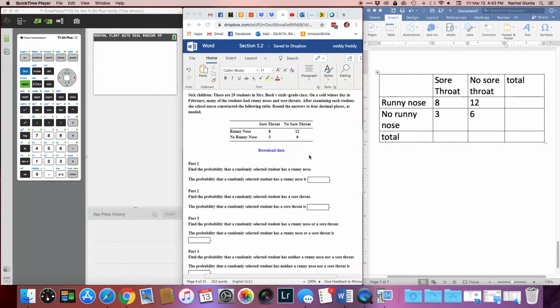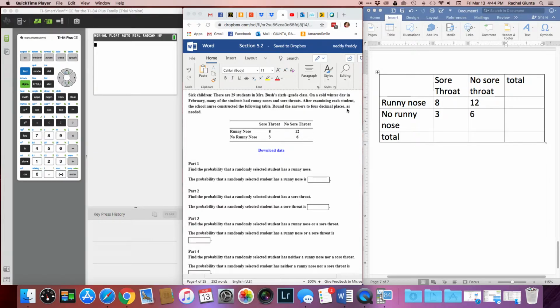This is section 5.2, example 5. It's the one with the runny nose and the sore throat. There are 29 students in Mrs. Bush's 6th grade class. On a cold winter day in February, many of the students had runny noses and sore throats. After examining each student, the school nurse constructed the following table.